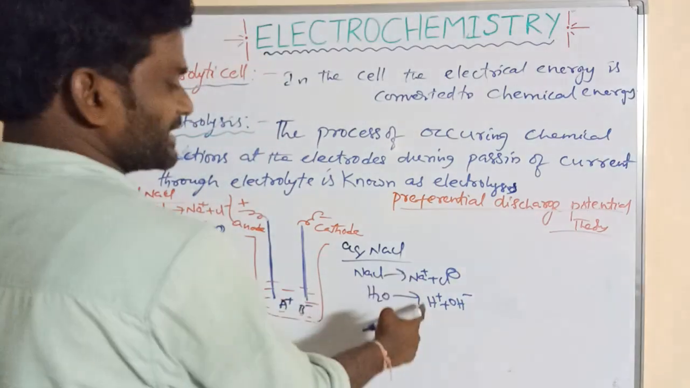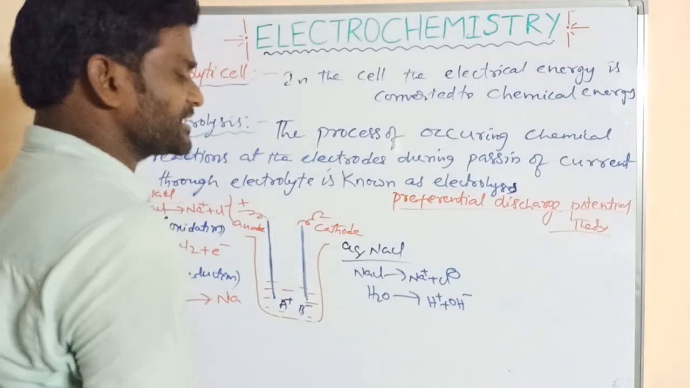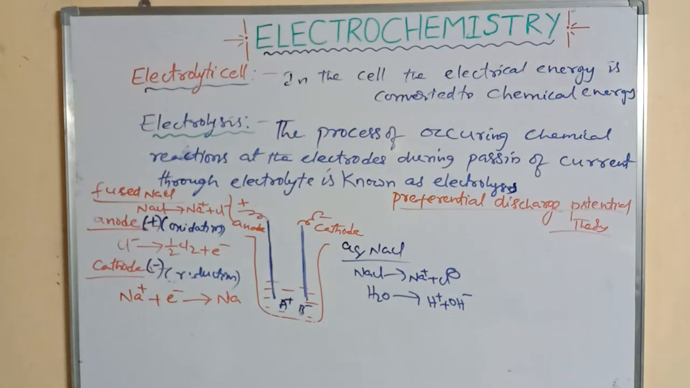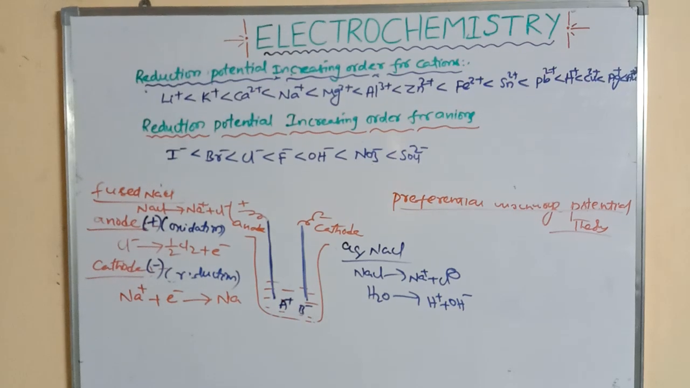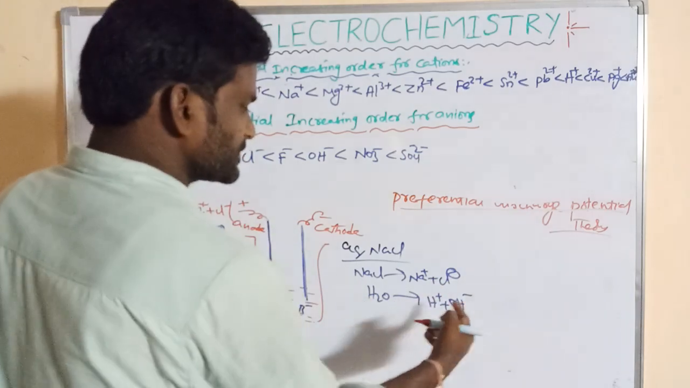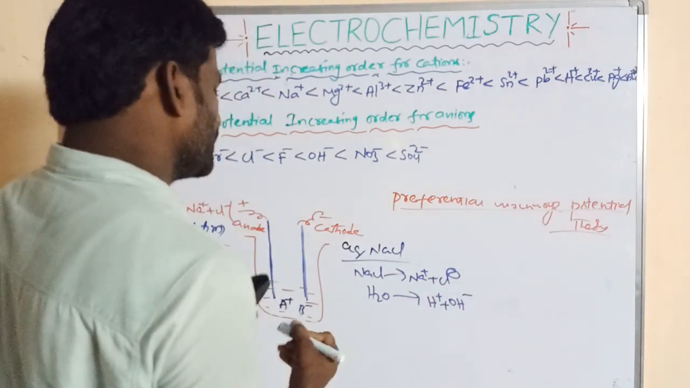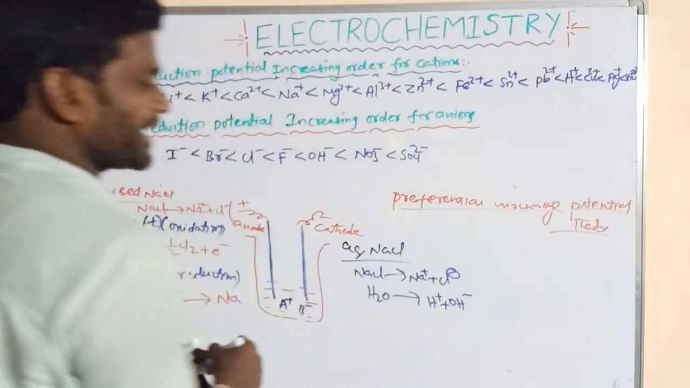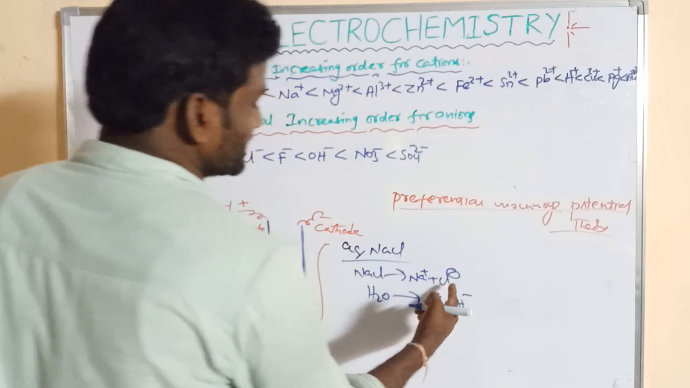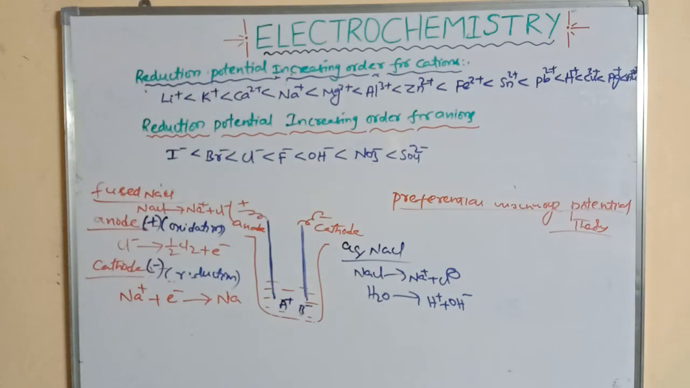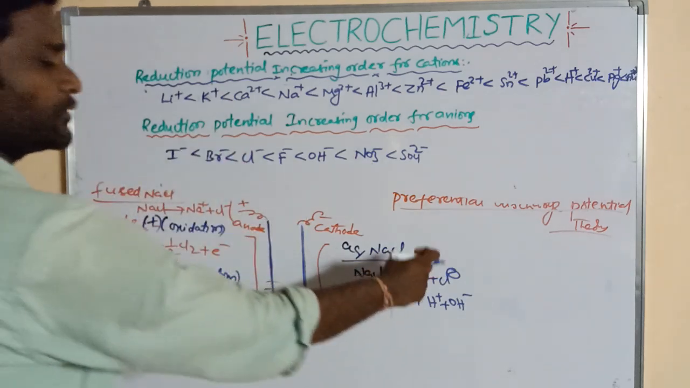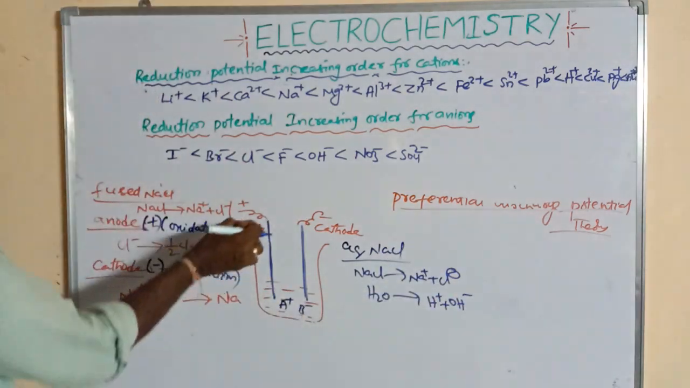Here two positive ions are there, Na plus and H plus, and two negative ions are there. H2O is ionized to H plus and OH minus. So here two cations, Na plus and H plus, and two anions, Cl minus and OH minus. Of the two cations, which is discharged first at the cathode, and of the two anions, which is discharged first at the anode?